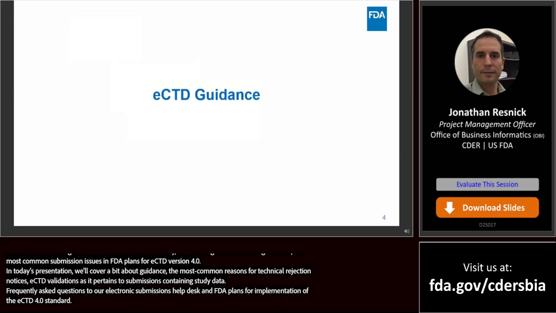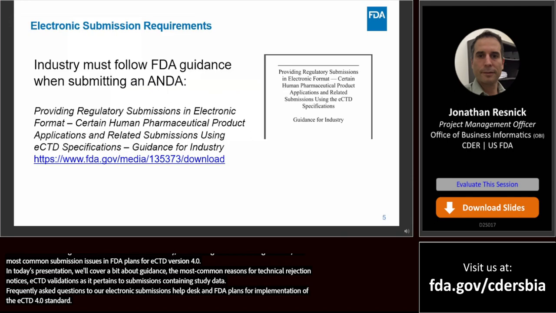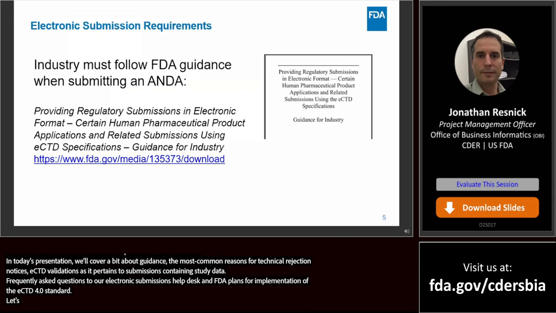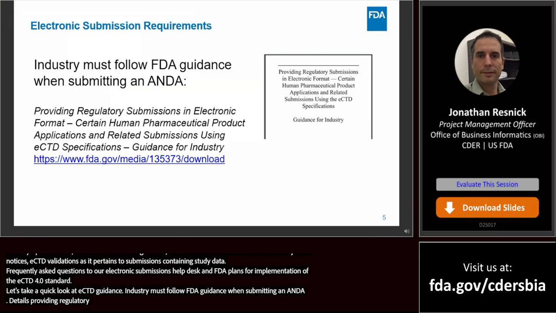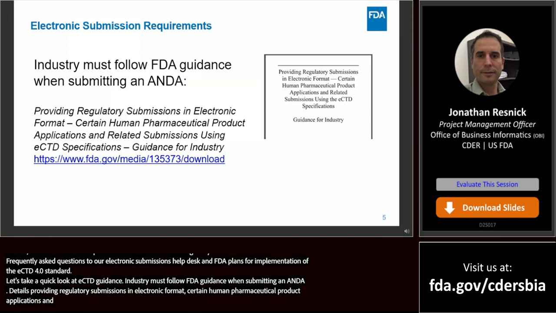Let's take a quick look at eCTD guidance. We know that industry must follow FDA guidance when submitting an ANDA. The details are in the FDA 745A guidance called Providing Regulatory Submissions in Electronic Format, Certain Human Pharmaceutical Product Applications and Related Submissions Using eCTD Specifications. And we have a hyperlink right here to take you directly to that guidance.